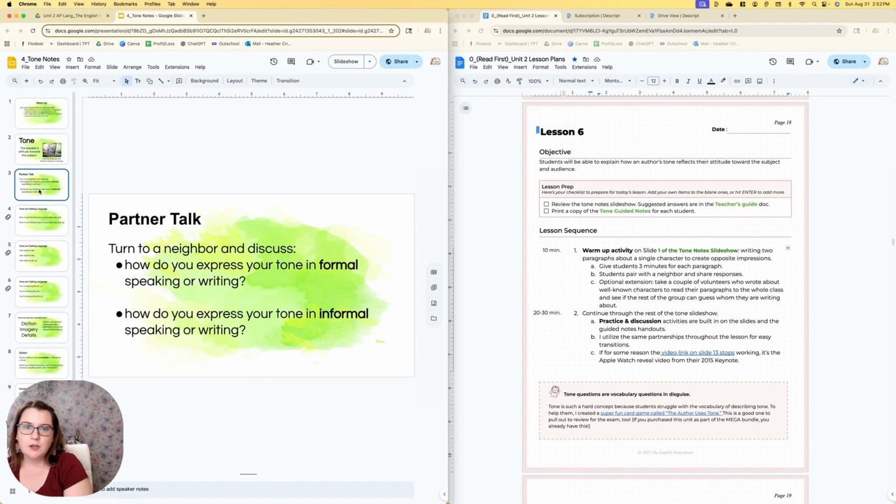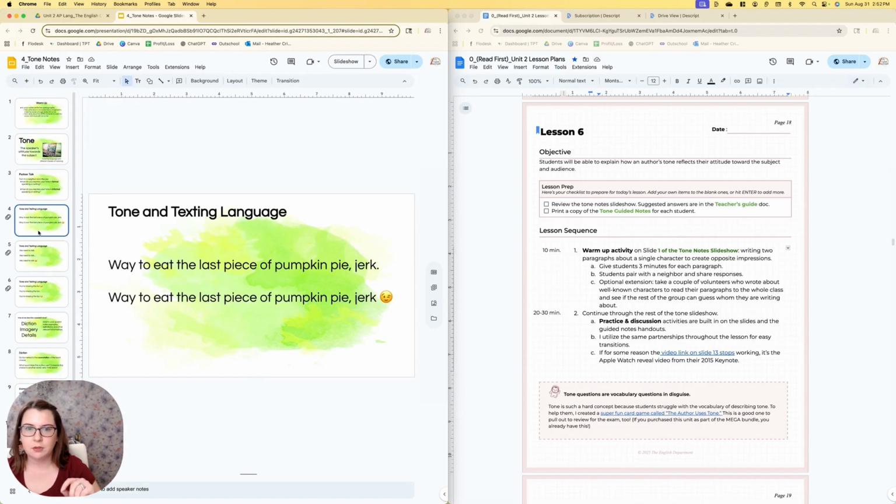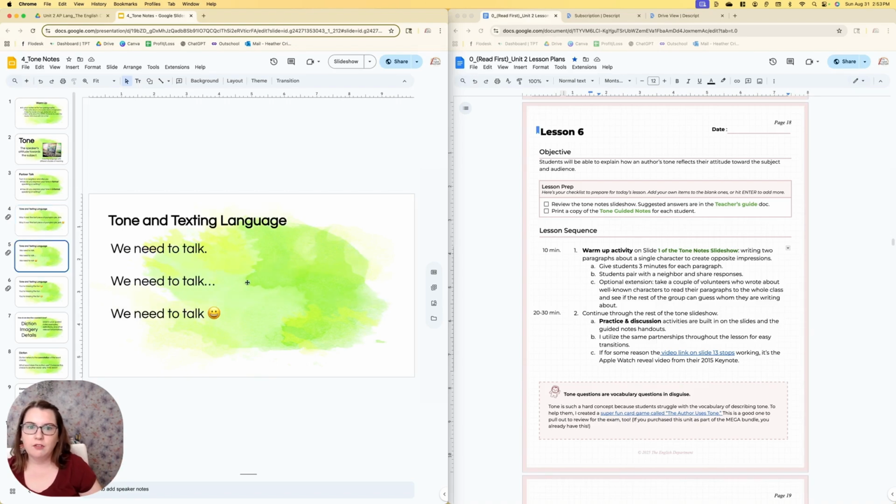So I have students talk with partners throughout this lesson. I usually just assign them the person in the row across from them or at the same table. First we just have a conversation about how our tone is different in formal versus informal speaking or writing. And then I have them look at these texting language examples. These come up one at a time on the slideshow, but we talk about the power of emojis and punctuation in simple texting language, and how even something as simple as bothering to end your sentence with a period. So I'm a millennial teacher.